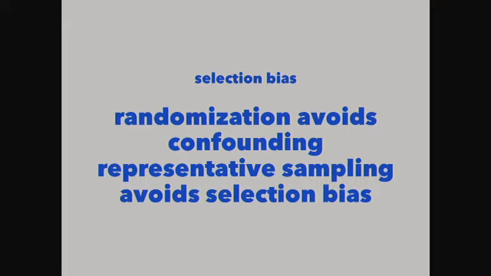One very important thing to think about is that randomization avoids confounding. That's what we've seen. That's why clinical trials are so interesting. But representative sampling avoids selection bias. And so those are two very different things.